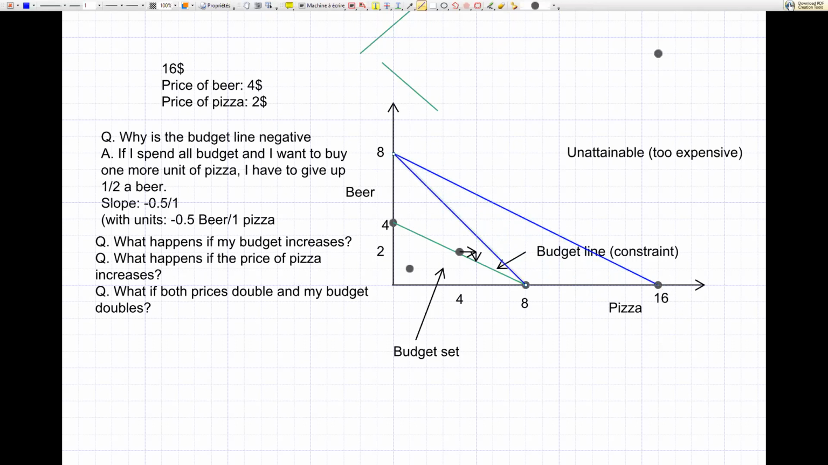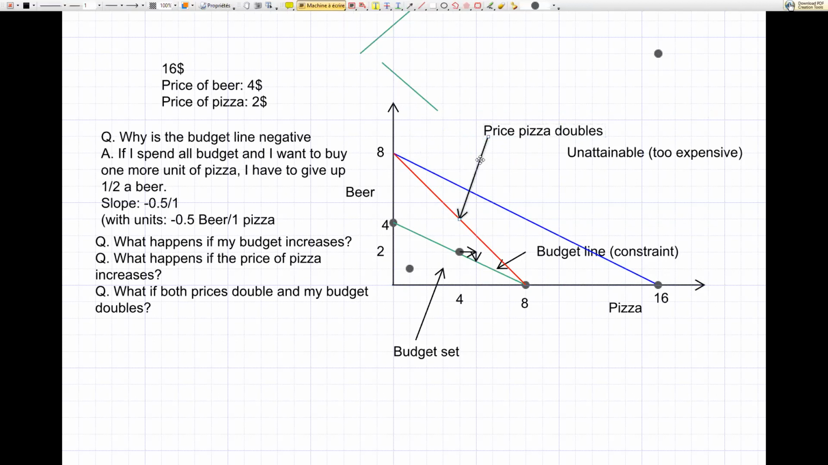So let's do some red here. So just to show you what this is exactly. This is the price of pizza doubling.